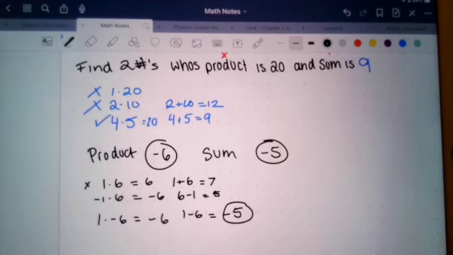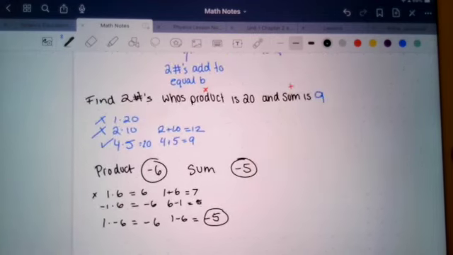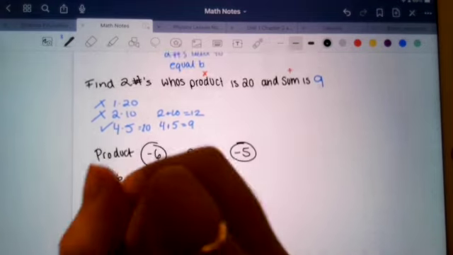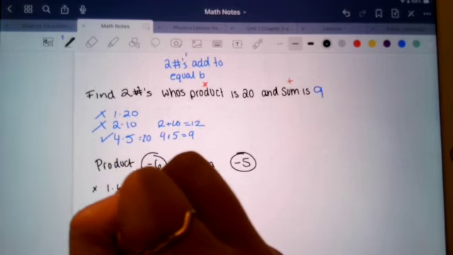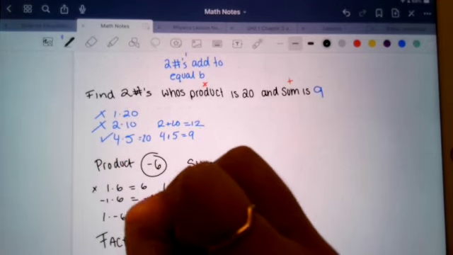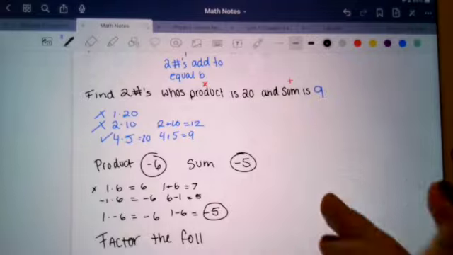Okay, so what do you actually do with those two numbers? Well, when you're given a practice problem from your book or in any situation, you'll be asked to factor a trinomial. So factor the following trinomial.